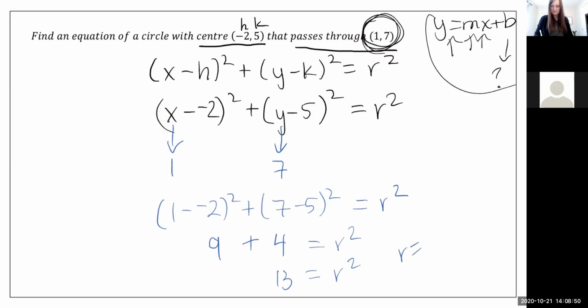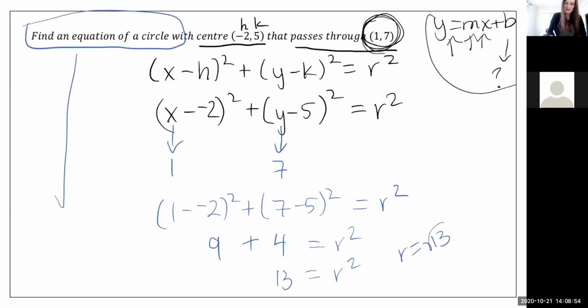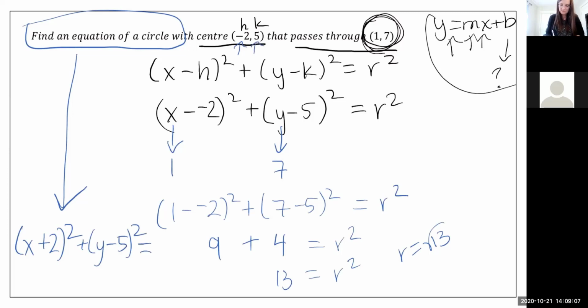So radius is √13. So the equation of the circle, now I go and answer my question. I know it's x plus 2 squared because it was the opposite, and y minus 5 squared, it was the opposite, equals √13 squared, which is just 13.